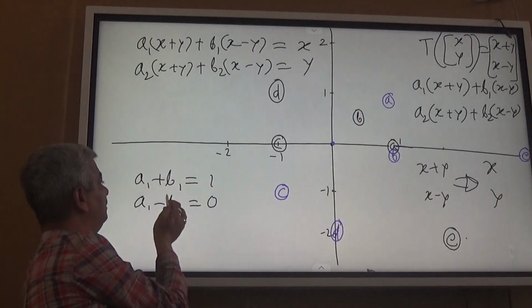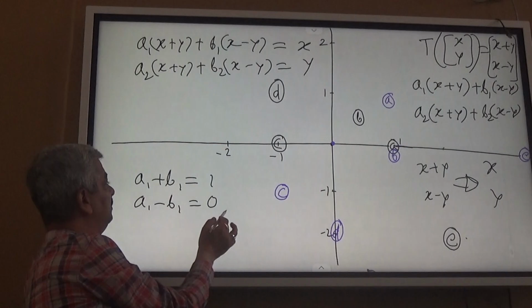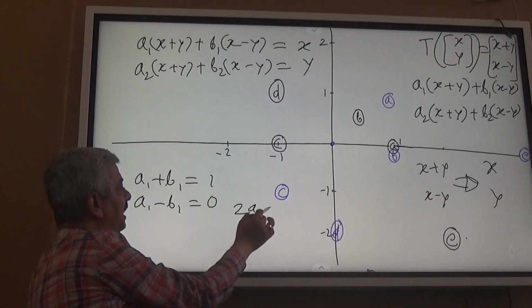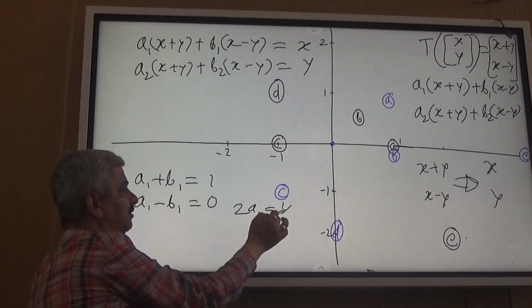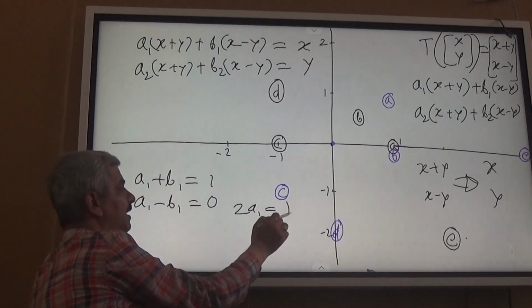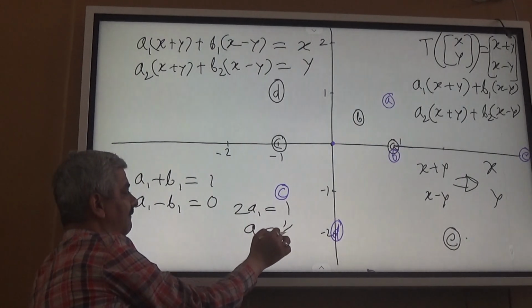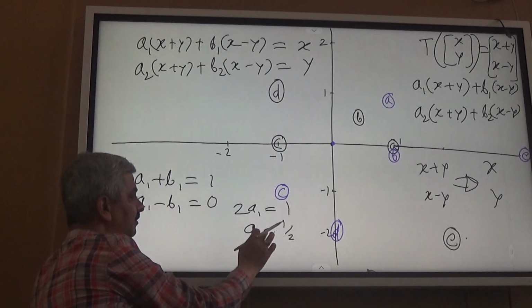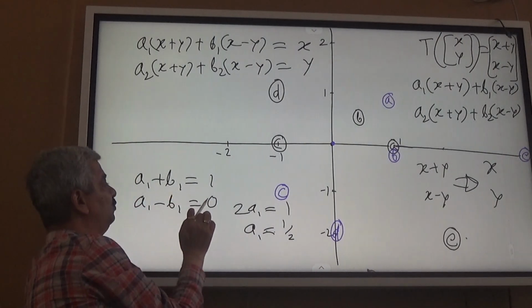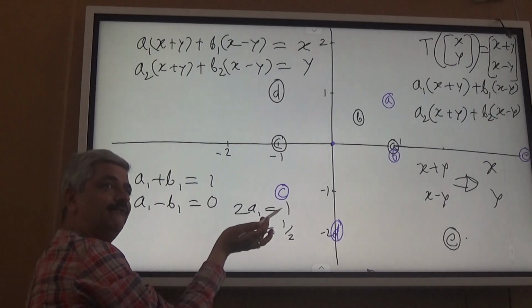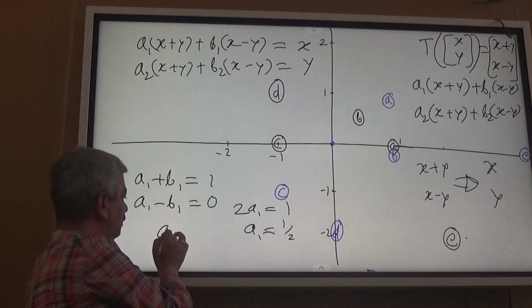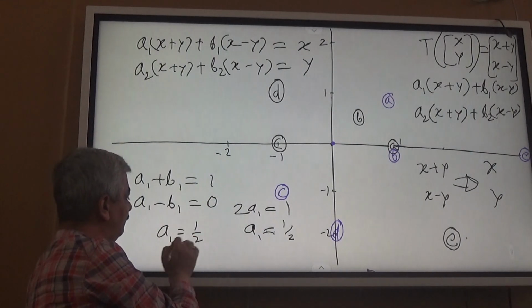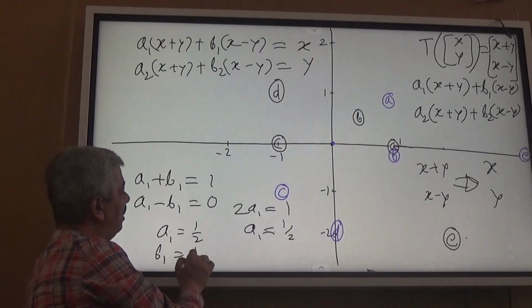So adding these two, we get a1 equal to 1, so a1 equal to half. Putting a1 equal to half, b1 equal to half, right? So a1 equal to half, b1 equal to half.